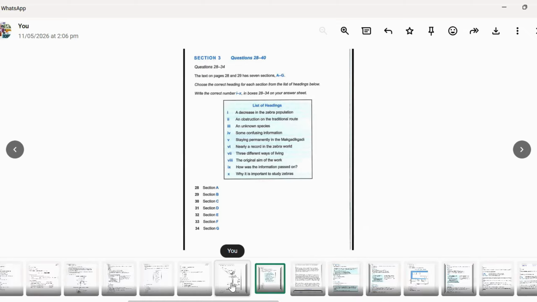So what do you do? For example, you can see question number 28 is what? It's talking about section A. Section A means paragraph A. All right.